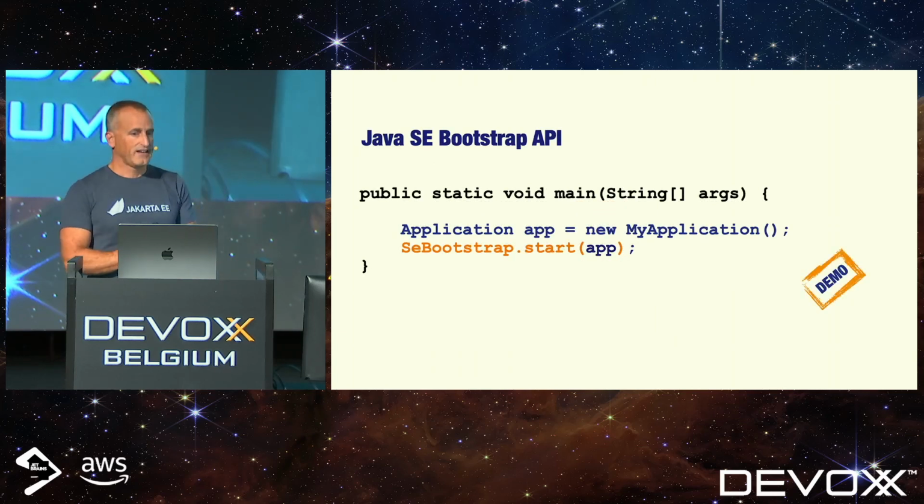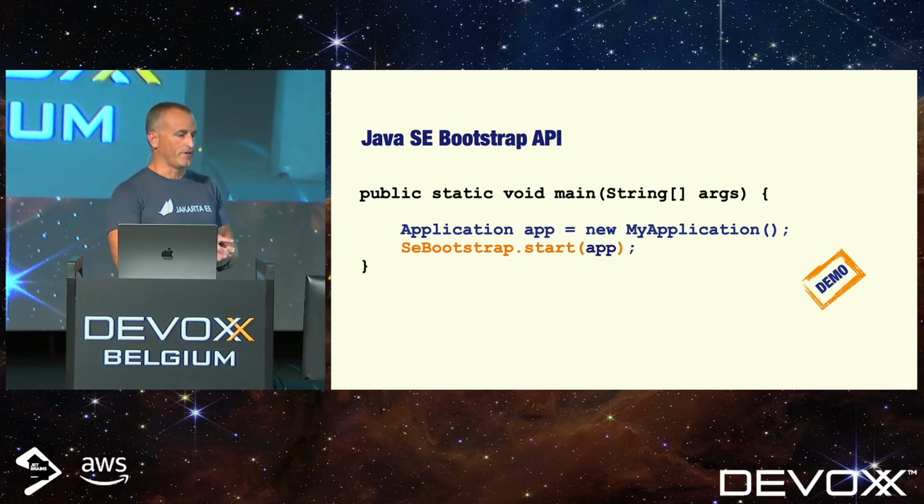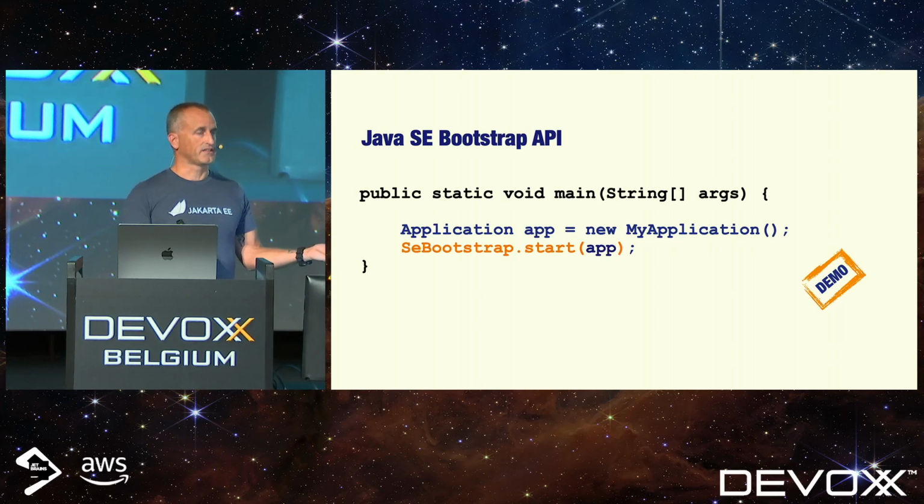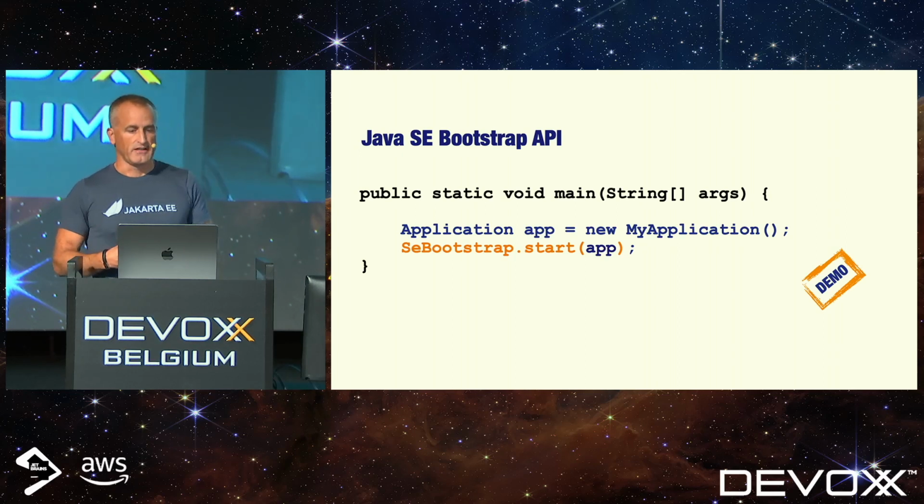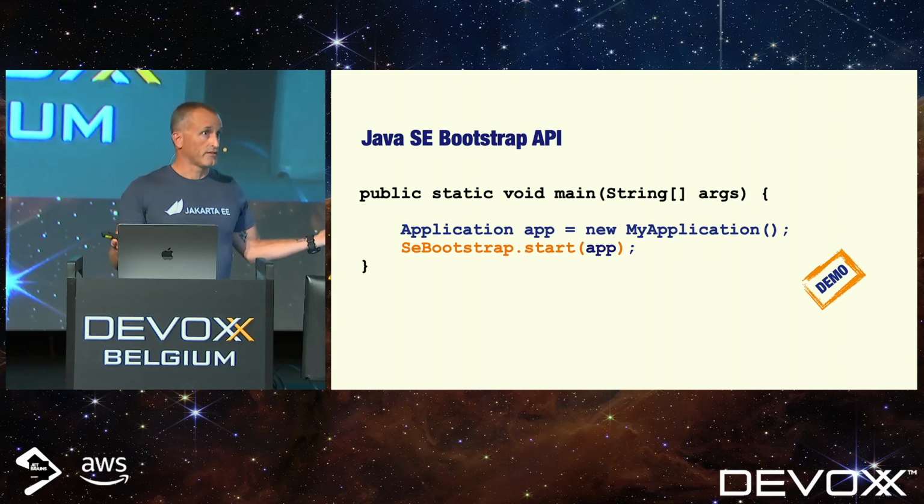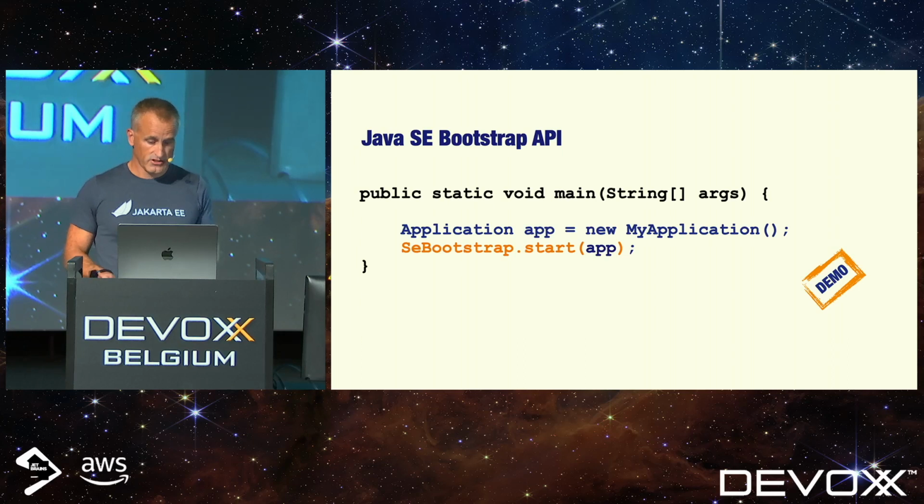Another thing is they added the Java SE Bootstrap API. And that is actually fairly cool. And that means that you don't need to run your Jakarta REST application in an application server. You can just have a main method in your runnable jar and run it. So I thought I'd show that demo.